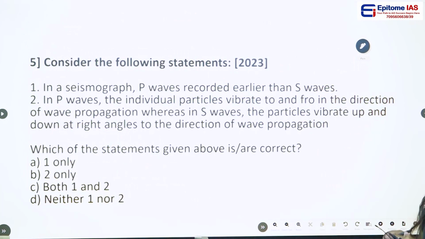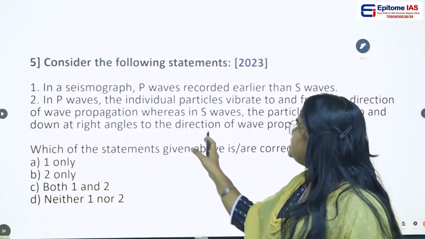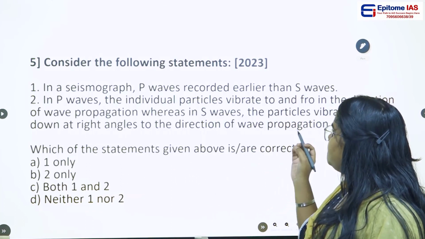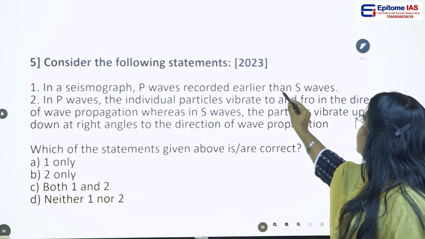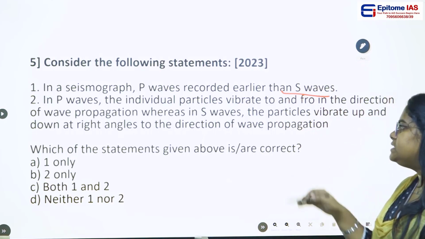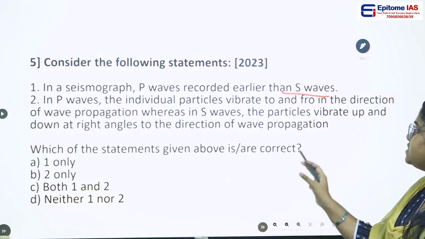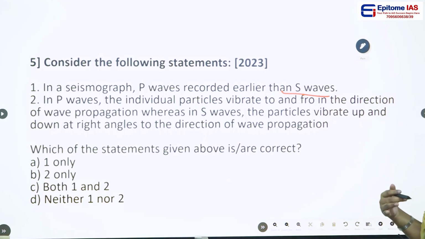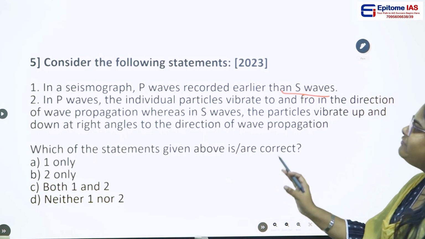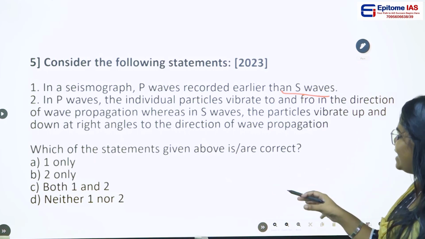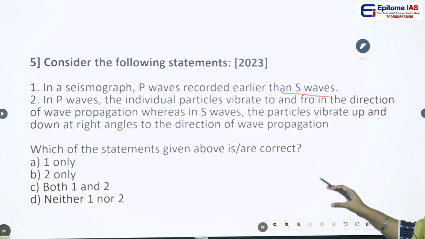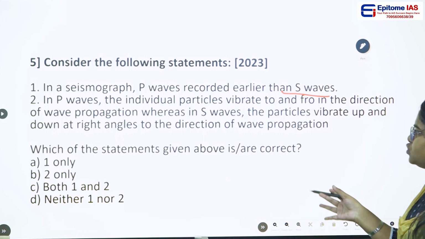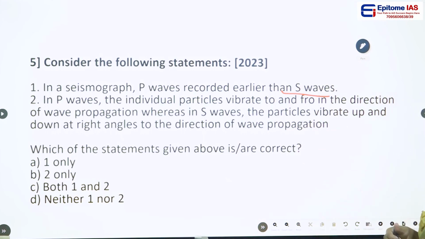So let us go to the next question. Consider the following statements. Statement 1. In a seismograph, P waves are recorded earlier than S waves. Statement 2. In P waves, the individual particles vibrate to and fro in the direction of the wave propagation, whereas in S waves, the particles vibrate up and down at right angles to the direction of the wave propagation.